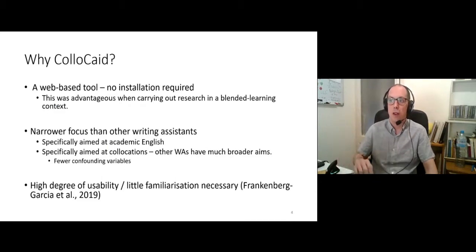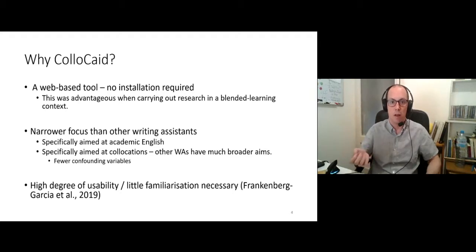Why did I choose Collocate in particular? Well, it's a web-based tool and it's free. No installation is required. This was advantageous because I was carrying out this research in a blended learning context. The participants weren't in a lab or in a classroom. They were working from their homes or their dorm rooms on their own computers. And having a web-based tool made things just much simpler.